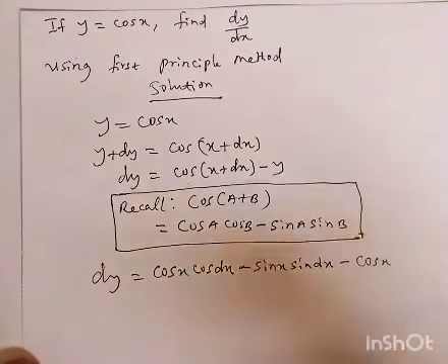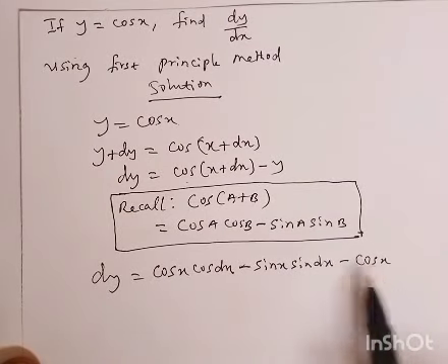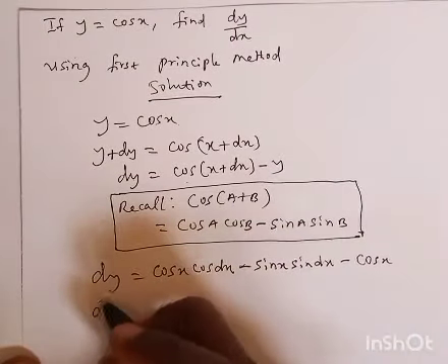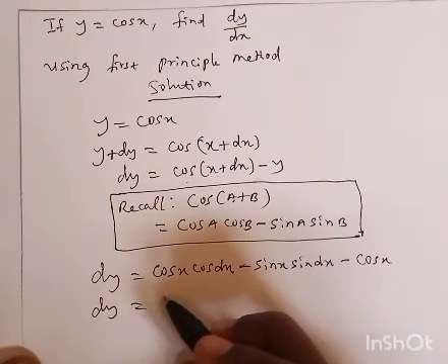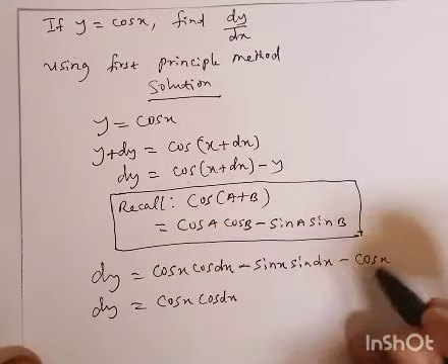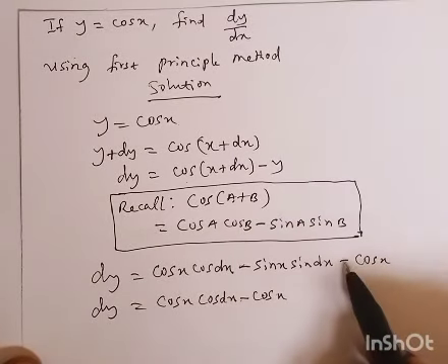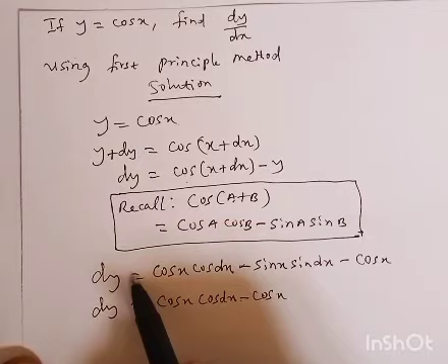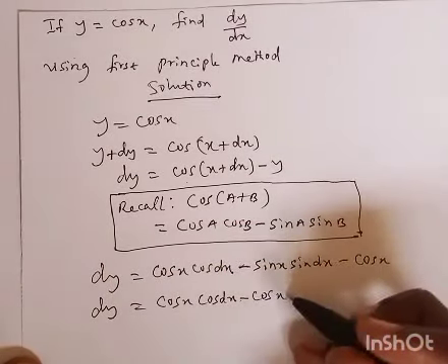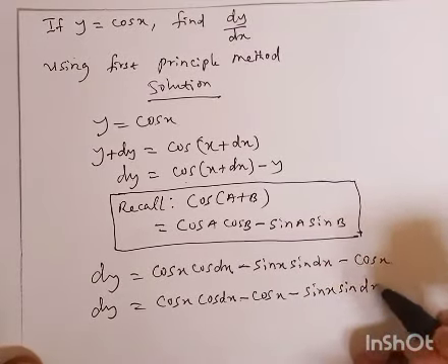Now from there, you can rearrange because you have cos x here and you have cos x here. You take this cos x to this place to match cos x and cos x. So we have dy equals cos x cos dx. Then this negative cos x, you take it here. It will not change sign because it did not cross your equality here. So it is still negative. Then you have minus sine x sine dx.